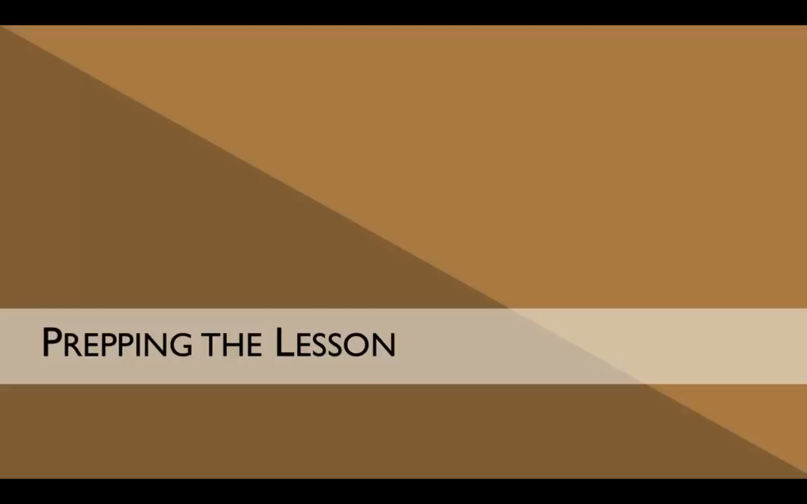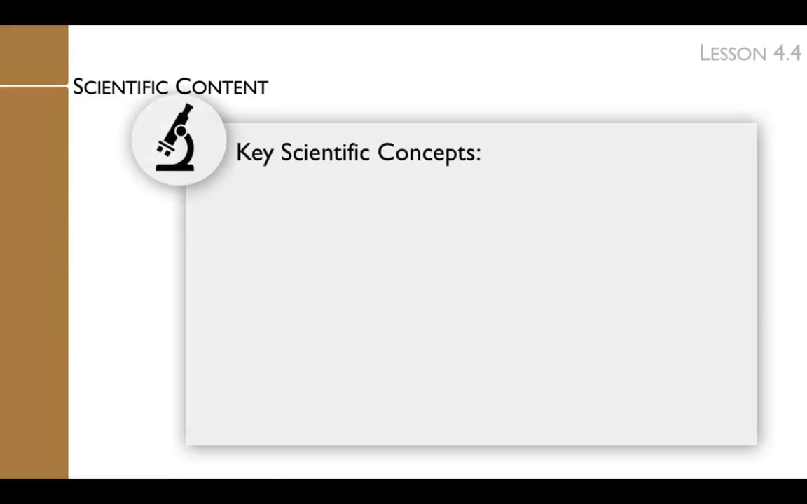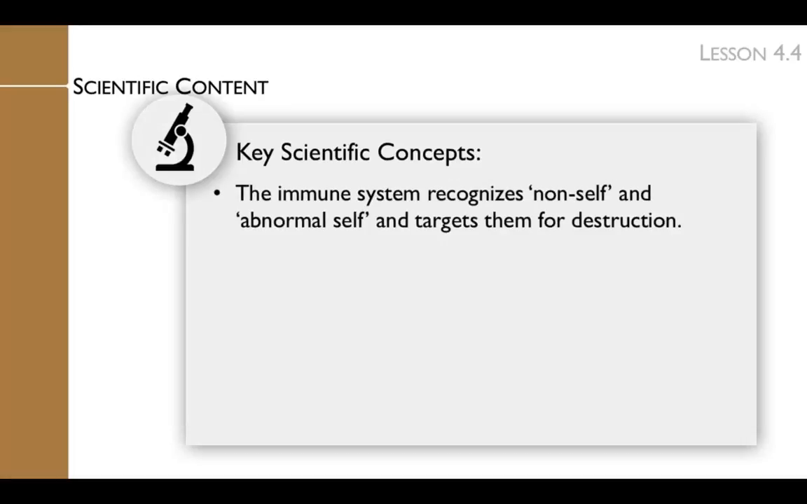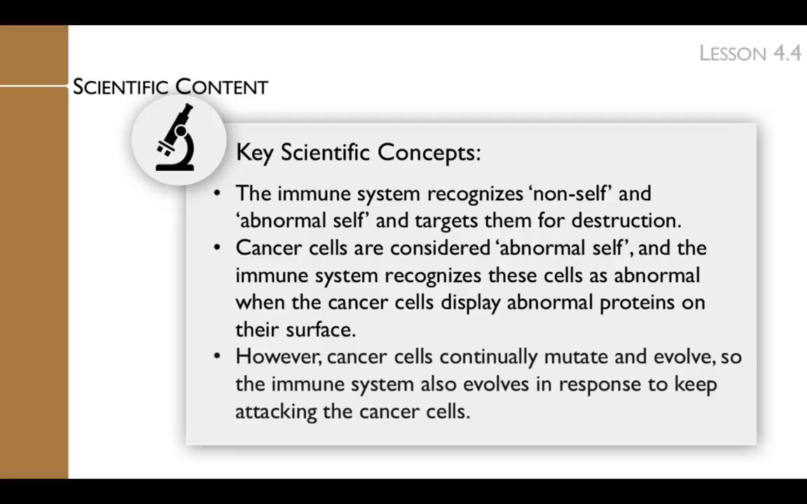To prepare for this lesson, you'll need to review the following key scientific concepts that will be presented throughout the lesson. The immune system recognizes non-self and abnormal self and targets them for destruction. Cancer cells are considered abnormal self, and the immune system recognizes these cells as abnormal when the cancer cells display abnormal proteins on their surface.